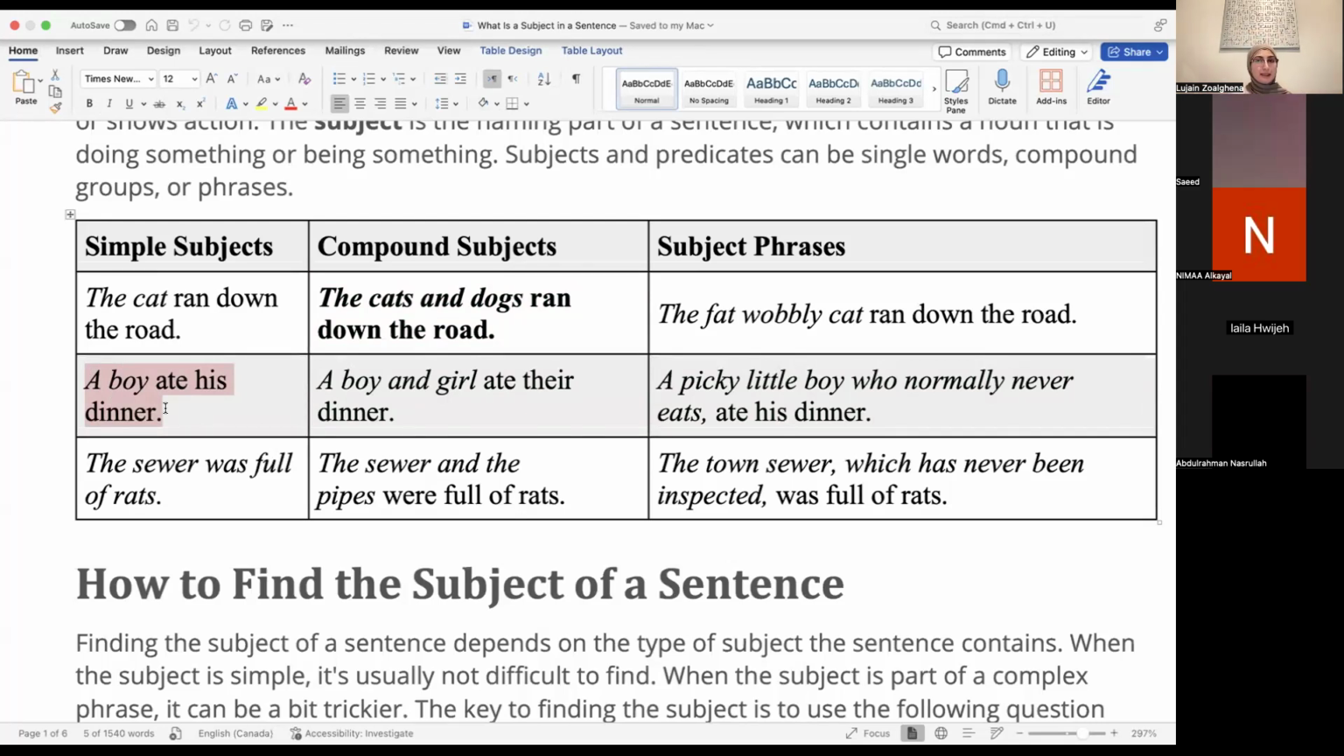Now, subject phrase, let's read the example. A picky little boy who normally never ate his dinner. So you see it as a phrase, a picky little boy who normally never eats. This is the phrase, but it is a subject phrase.